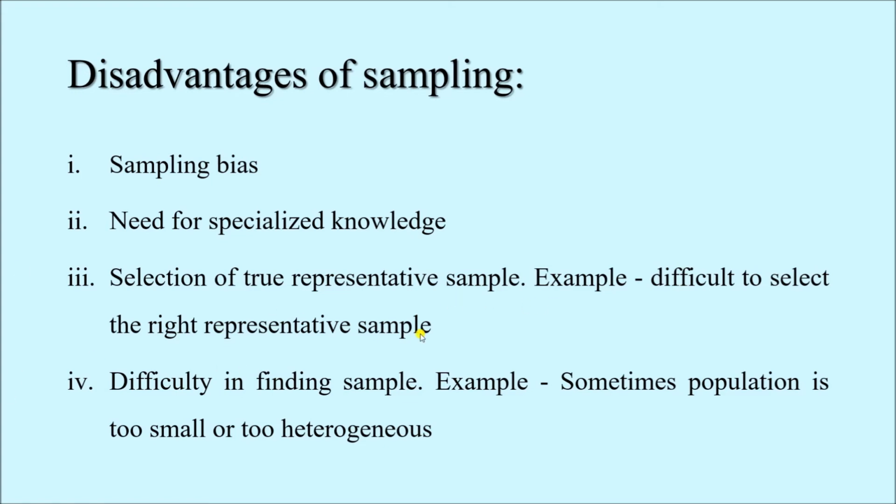Selection of a true representative and difficulty in finding a sample. Sometimes what happens, the population is very heterogeneous. That means too much variability in the population. So whenever we take the sample from the population, it may not be the true representative of the population.